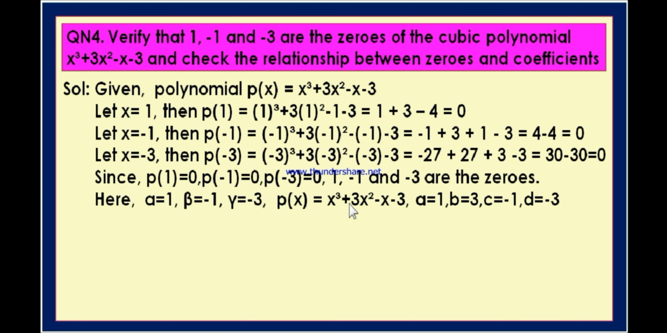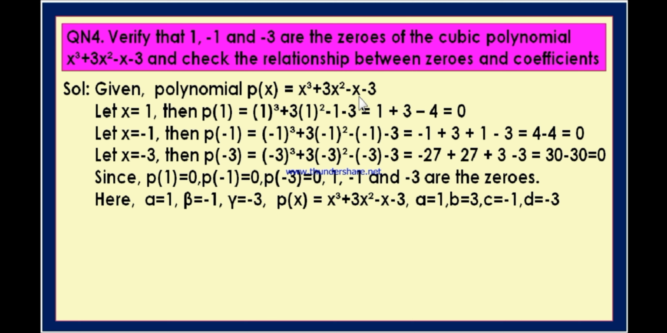A, the coefficient of x cube, is 1. B, the coefficient of x square, is plus 3. C, the coefficient of x, is minus 1. And D, the constant term, is minus 3. Here we checked whether these 1, minus 1 and minus 3 are zeros or not. It is the first part of the question. Now the second part is we have to check whether the relationship between the zeros and the coefficients of the cubic polynomial holds good or not.